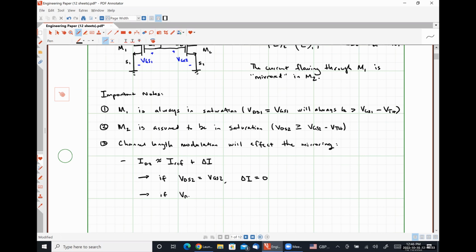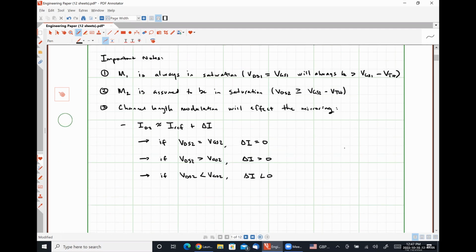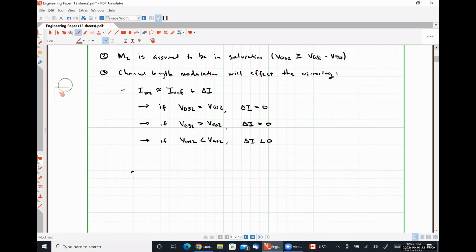If VDS2 is greater than VGS2, our delta I quantity will be positive. And if VDS2 is less than VGS2, our delta I quantity will be negative. So what this means graphically, if this is our drain current, and this is our VDS voltage, and let's call this ID2 and VDS2.